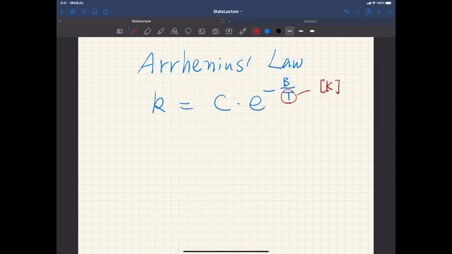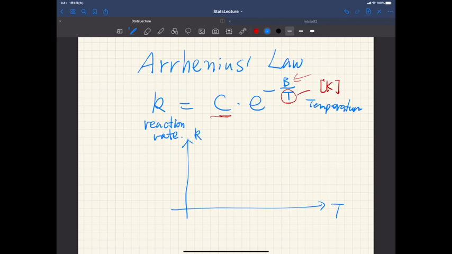Okay, so this is a positive number, and C is a constant. This B is a constant, called activation energy. So this is clearly a nonlinear relationship. If you plot this reaction rate against temperature, so reaction rate is a function of temperature, it's a nonlinear function.